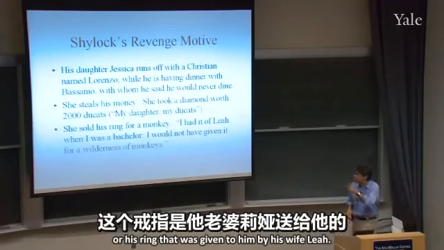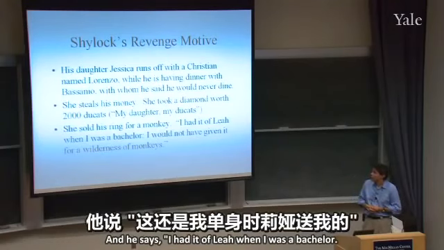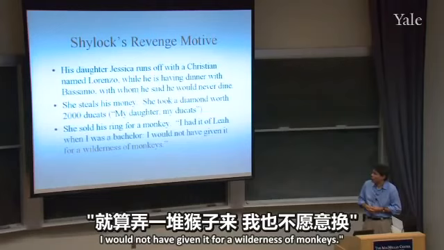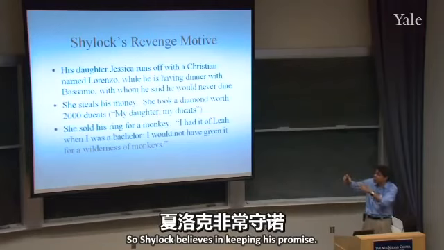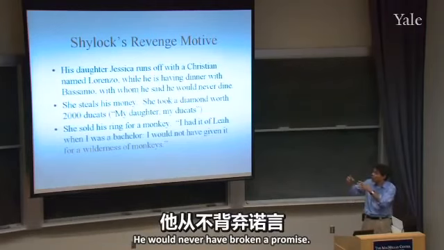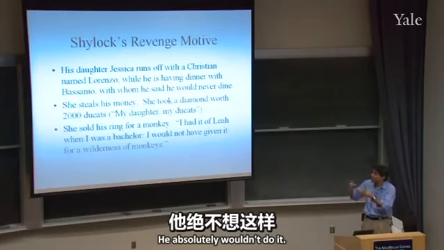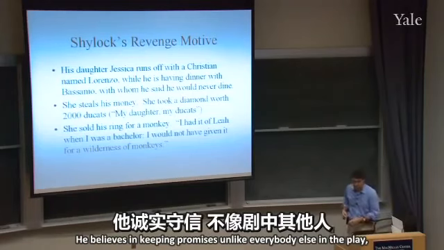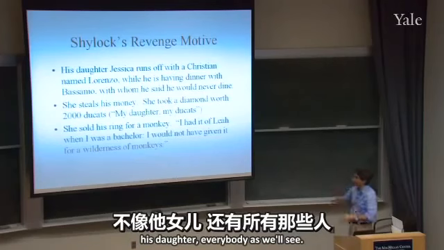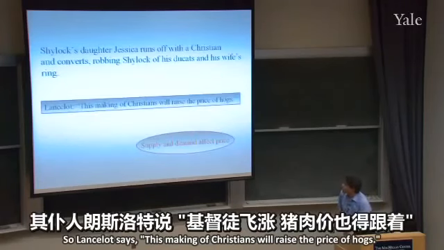It was his ring that was given to him by his wife Leah, and he says, "I had it of Leah when I was a bachelor. I would not have given it for a wilderness of monkeys." So Shylock believes in keeping his promise. He would never have broken a promise. He never would have given away the ring that was given to him by his wife. He absolutely wouldn't do it. He believes in keeping promises, unlike everybody else in the play.